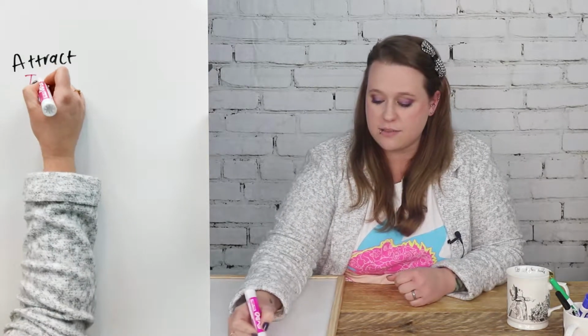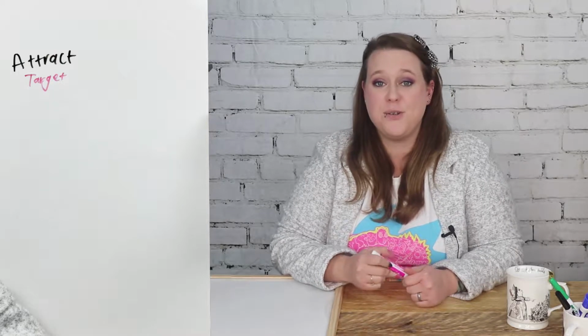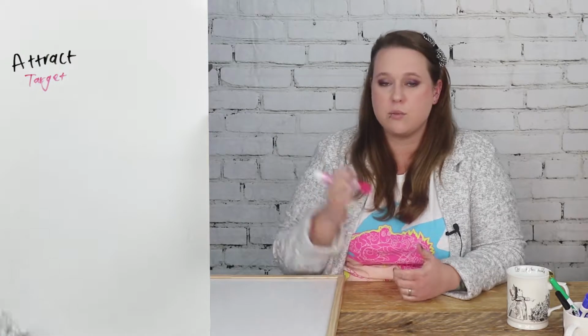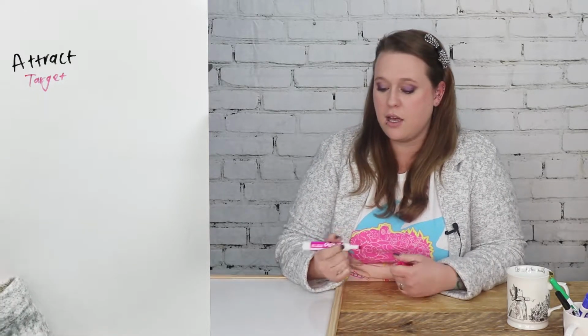So let's take a deep dive into the different components of attract. The first part of attract is target. Target is all about understanding exactly who your ideal customer is, their demographics and their psychographics. Because once you understand who they are, you can start to cater your marketing towards them.